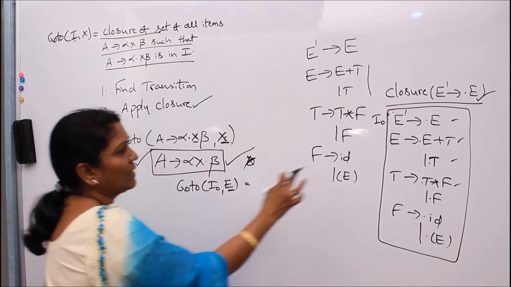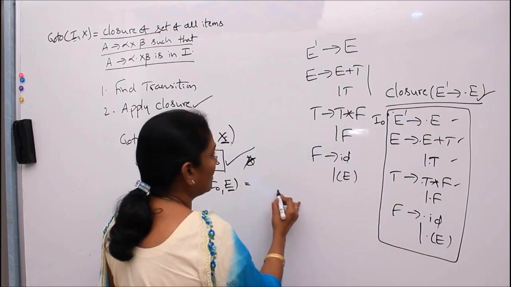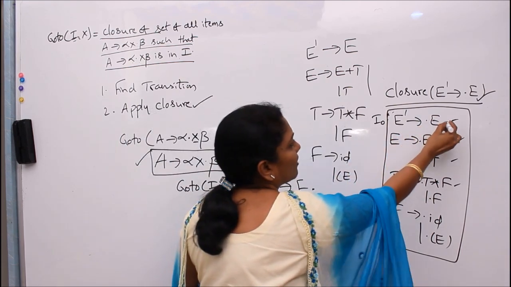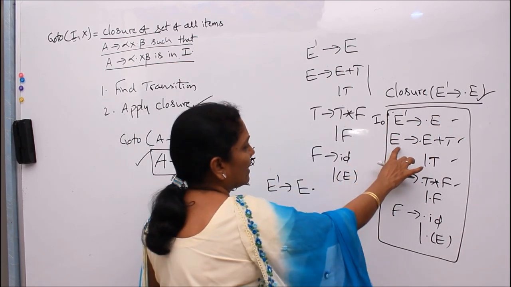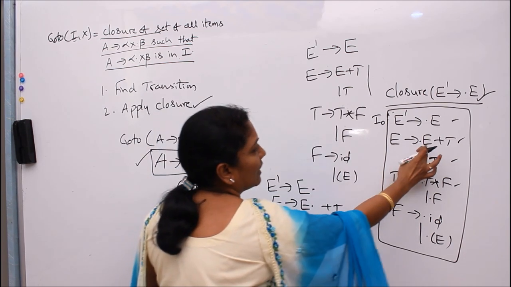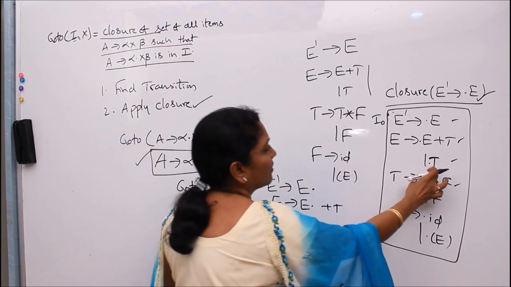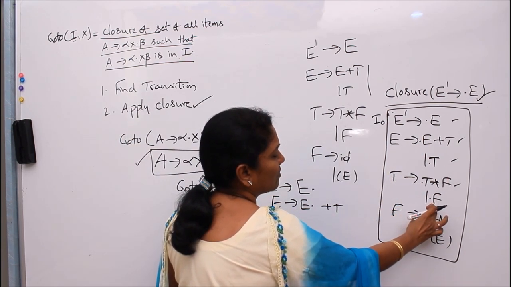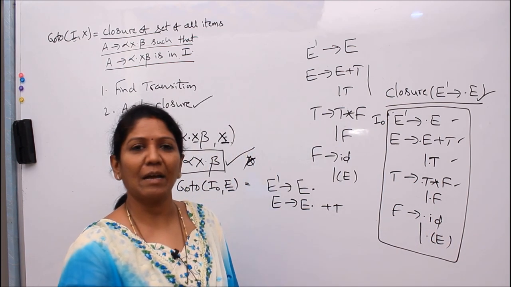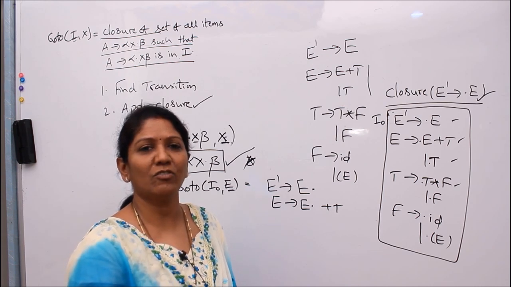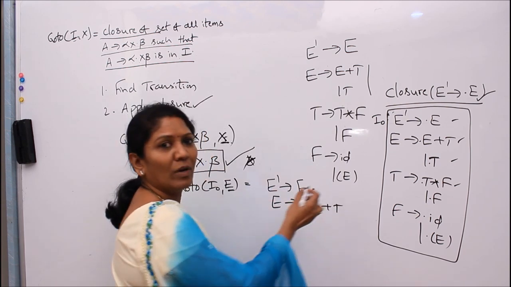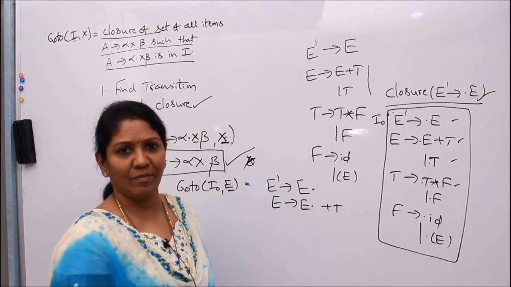So here E and E both are matching. When both are matching, the new item that will be generated here is E to E dot. Move the dot next to that E. Similarly, in the second one also, E to E dot plus T, because it is matching. Whereas in the other ones, this is not matching, this is not matching, because the grammar symbol is E. Whenever the grammar symbol does not match the symbol next to dot, you will not get any new items. So these are the only two items we get after finding the transition.